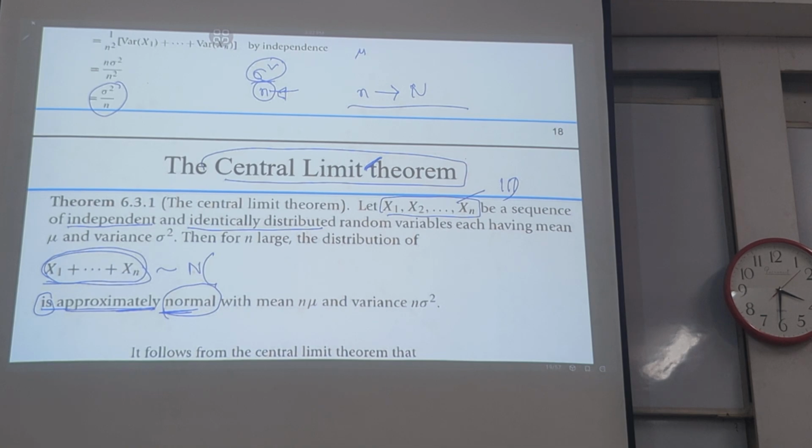And if it is normal, what is the mean? The mean will be n mu, and the variance will be n sigma square. Is this clear? So if this is the case, then we use a dot here. What does the dot mean? The dot means that this distribution is an approximation.